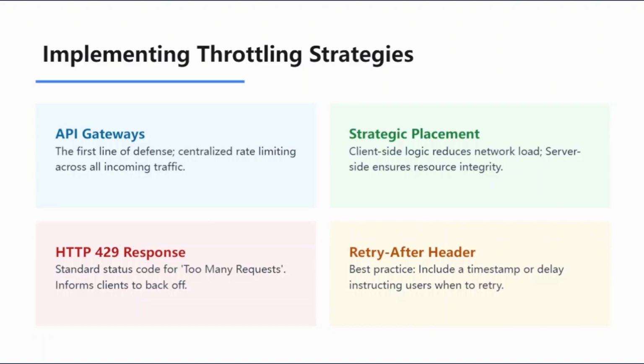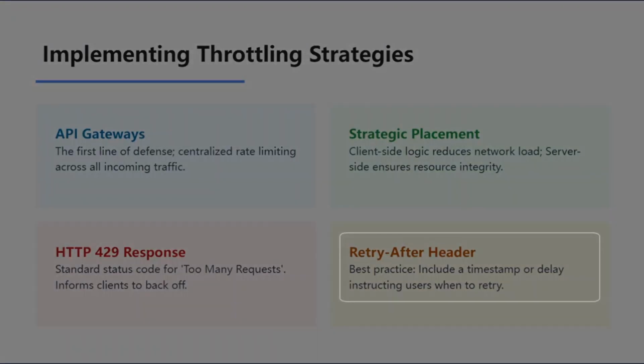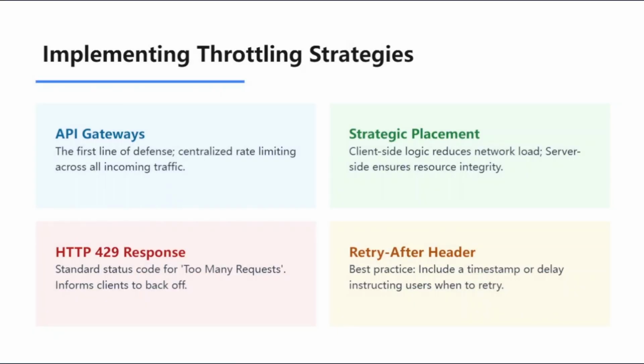When a limit is finally triggered, how should the system respond? We use the standard HTTP 429 status code. This clearly communicates to the client that they've sent too many requests, rather than a generic error that might lead to unnecessary troubleshooting. But don't just stop at the error code. Best practice is to include a Retry-After header. This tells the user's system exactly how long to wait, perhaps 30 seconds, or a specific timestamp before trying again. This prevents the thundering herd problem, where everyone retries at the exact same moment. By combining these centralized gates with clear client communication, we create a system that is both resilient and developer-friendly. Let's head to our final summary to wrap up everything we've learned today.